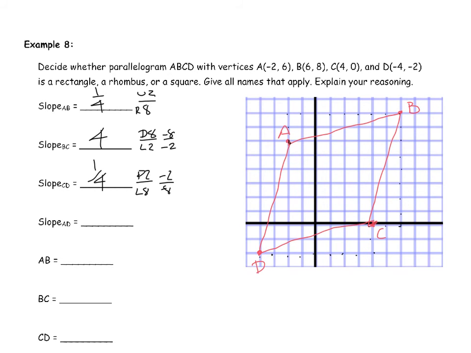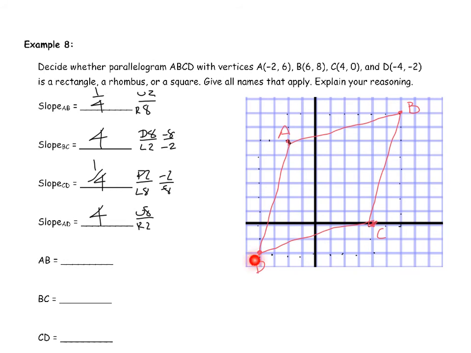Now the last one, slope AD, we're going to go up 8. And then I'm going to go to the right 2. And those are all positives, and that does give me a positive 4. So far, so good. Now, for this next part, we actually need to figure out, are these sides congruent?